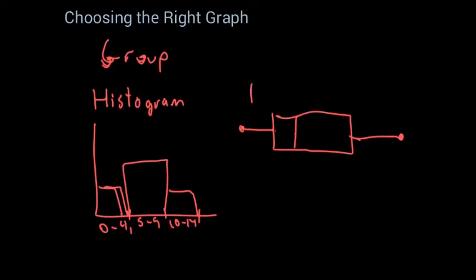And a box and whisker plot groups things into quarters. So those are two where you're not going to see every individual response. What you're going to see is groups of responses. So if you want individual responses, then those are some different graphs.